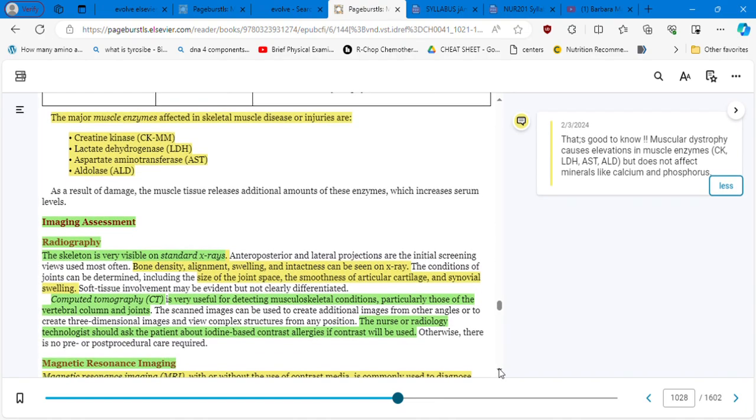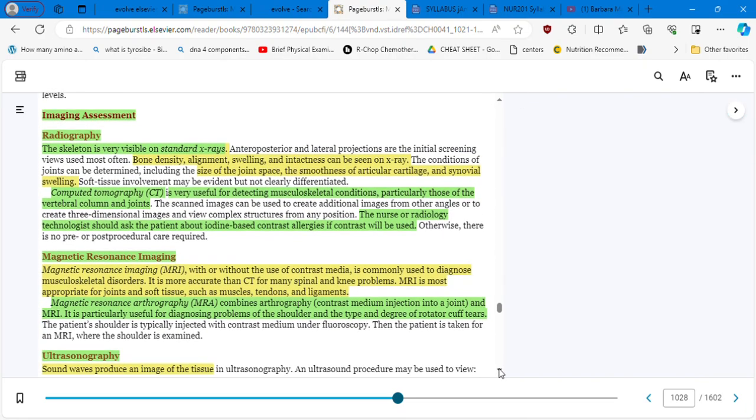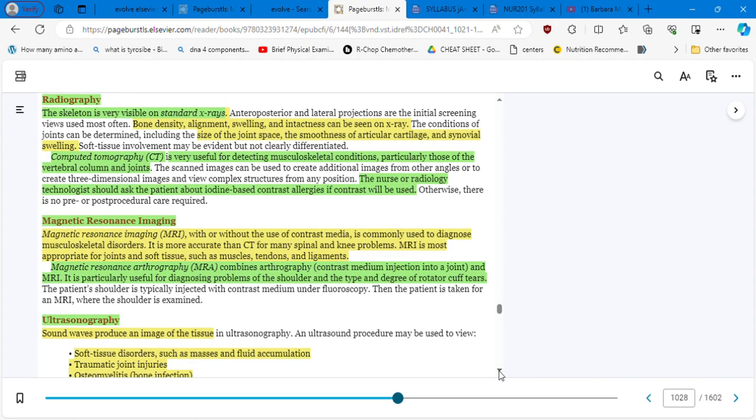Imaging. What imaging are we gonna use? The radiology. The skeleton is very visible on standard X-ray. Bone density, alignment, swelling, and intactness can be seen on X-ray. Size of the joint space, the smoothness of articular cartilage, and synovial swelling. In CT, computed tomography, the test is very helpful in detecting musculoskeletal conditions, particularly those of the vertebral column and joints.